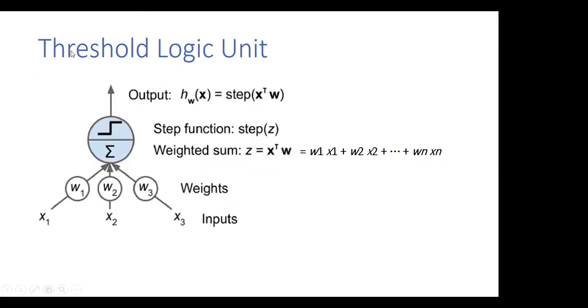Here is the architecture of a TLU. You can see 3 inputs here, and each input has a weight. And this is the output neuron. In this neuron, the weighted sum of the inputs will be computed, something like this.